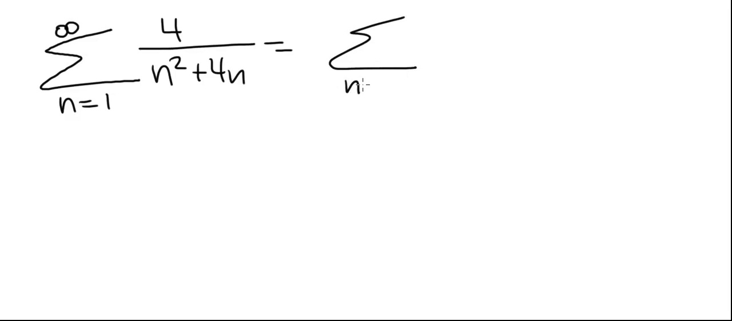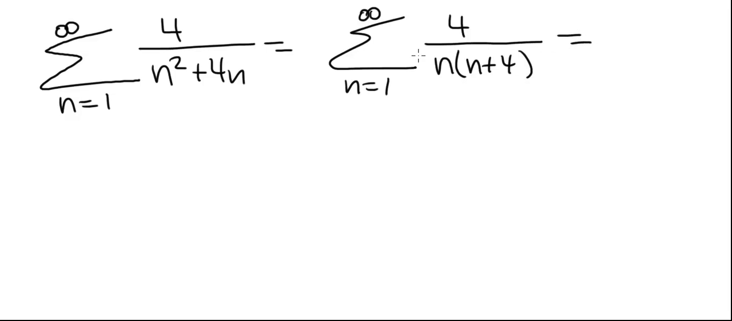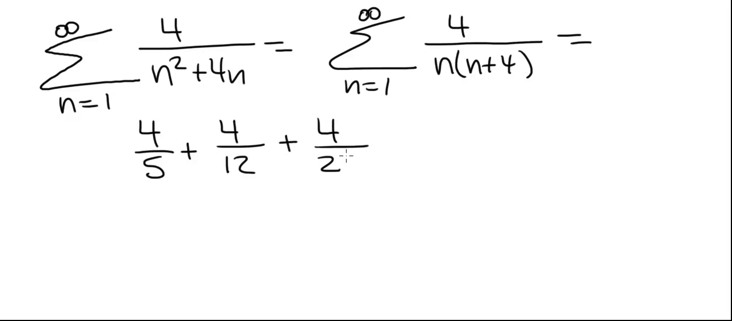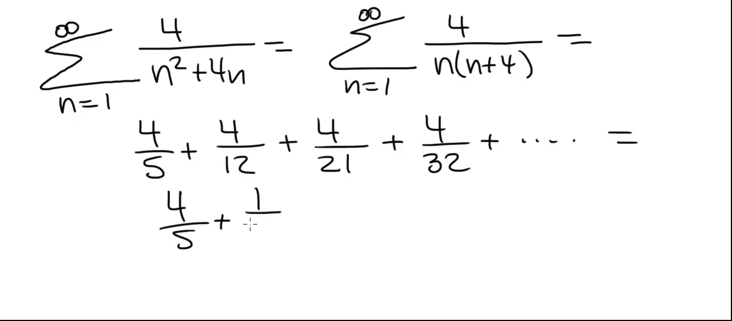So first thing we're going to do is factor the denominator and rewrite this as 4 divided by n times n plus 4. We should write out the first few terms. When n equals 1, that's 4/5. When n equals 2, that gives us 4 over 12. When n equals 3, 4 over 21. When n equals 4, that's 4 over 32, and so on. And this is 4/5 plus 1/3 plus 4 over 21 plus 1 over 8, and so on.